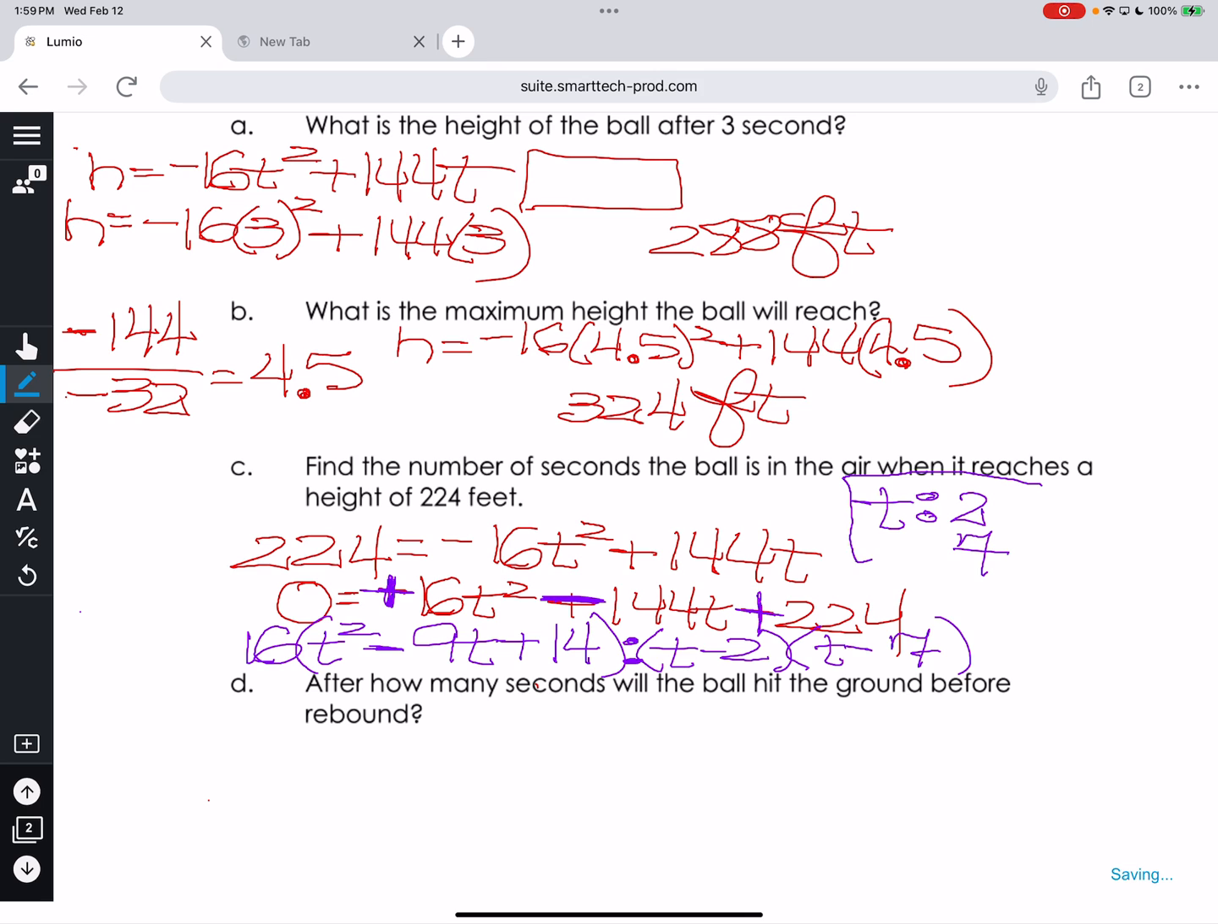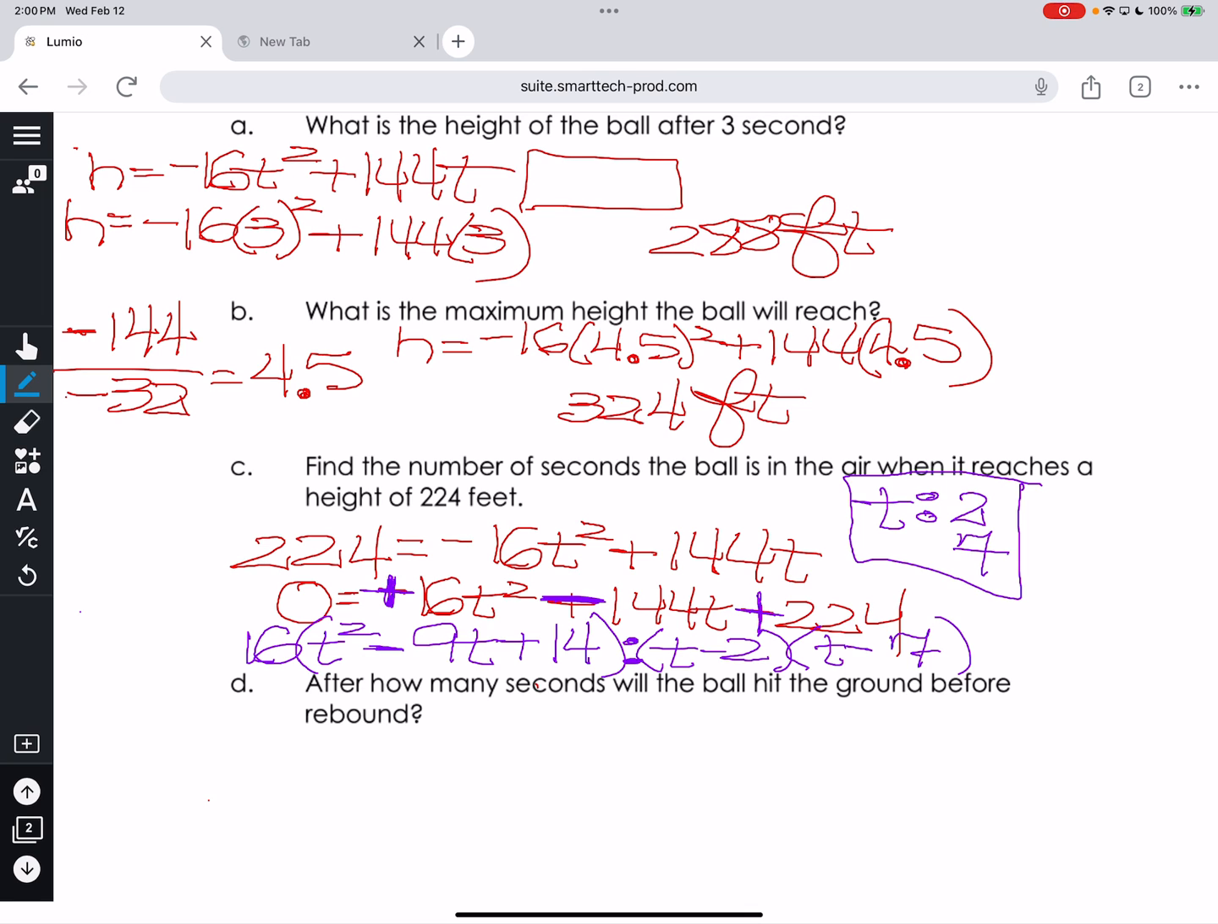Now let's go back and see what the question asked. Find the number of seconds the ball is in the air when it reaches a height of 224. So we're starting at ground zero, and at 2 seconds, it's going to be at 224. It's going to keep traveling, get to the vertex, and then flip, and at 7 seconds on the way down, it'll be at 224 again. So you do have 2 answers for this. One's on the way up, while the other's on the way down. It's kind of cool.